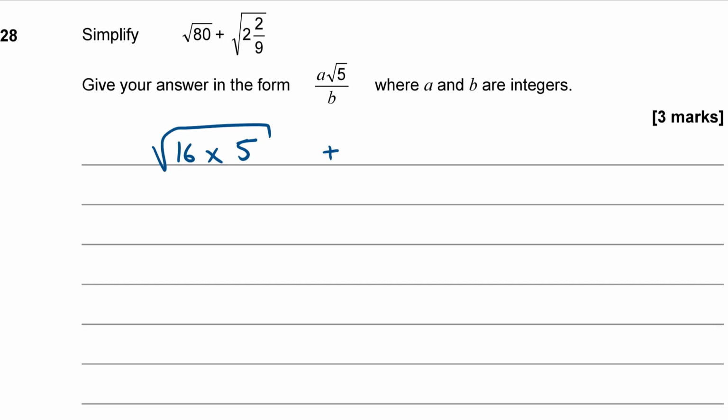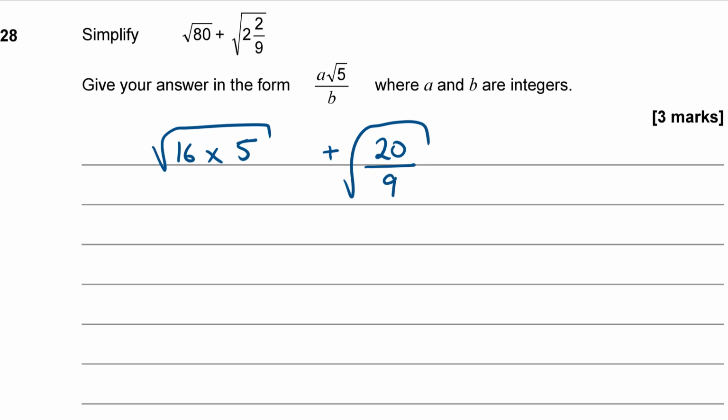And I've got plus 2 and 2/9. So that's a mixed number, isn't it? What's that as a top heavy fraction? 2 times 9 is 18, plus 2 is 20. So that is the same thing as 20 over 9, all square rooted. Okay.